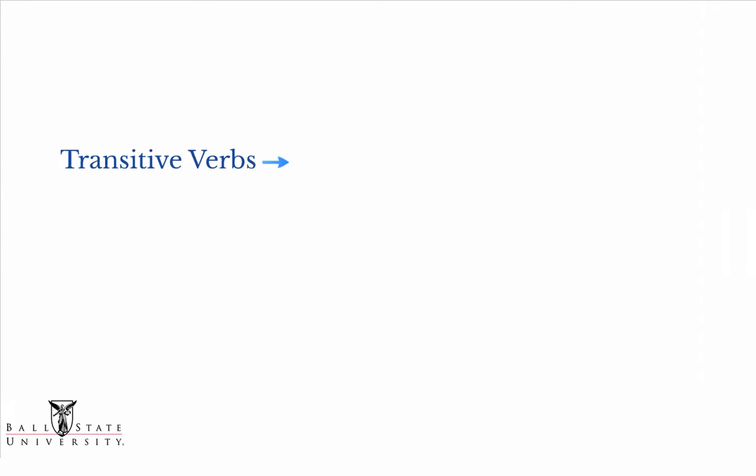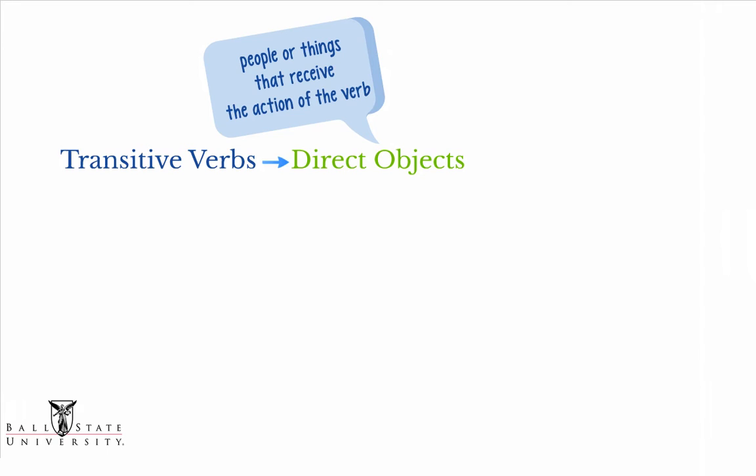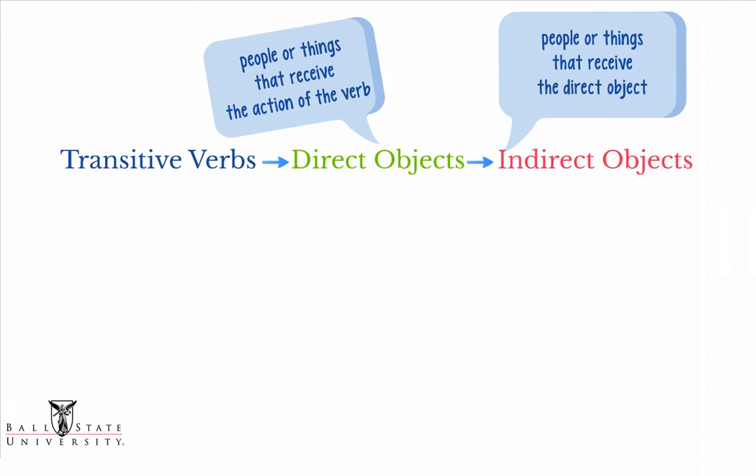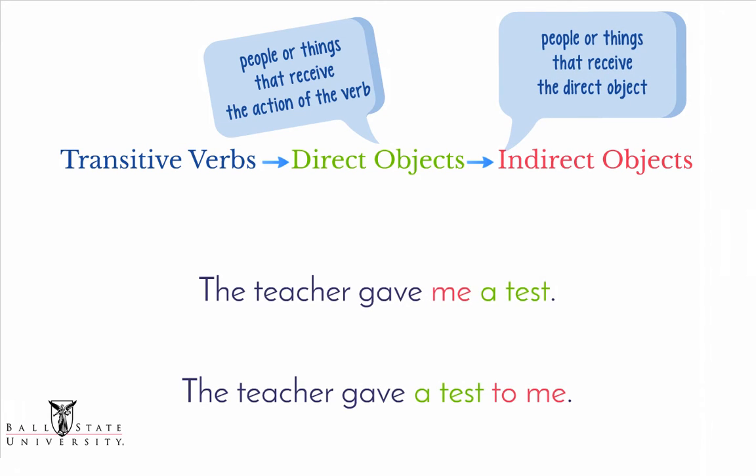Direct objects are people or things that receive the action of the verb. Indirect objects are people or things that receive the direct object. For example, the teacher gave me a test, or the teacher gave a test to me. In both sentences, the test is what is given.